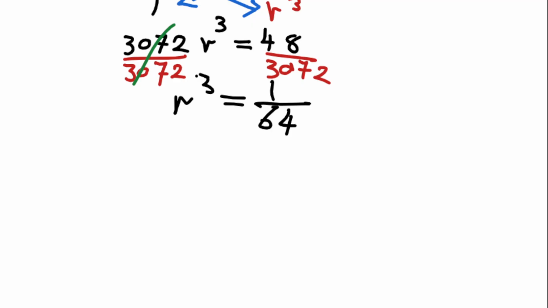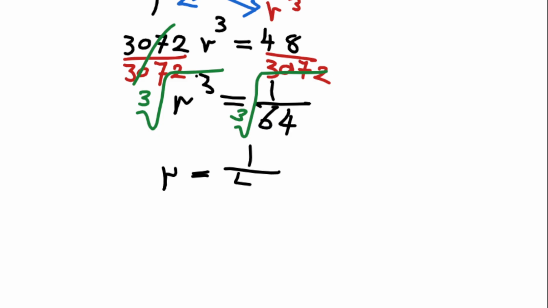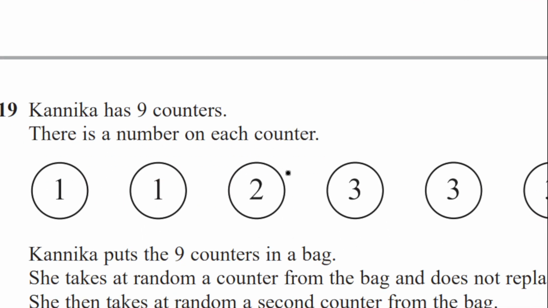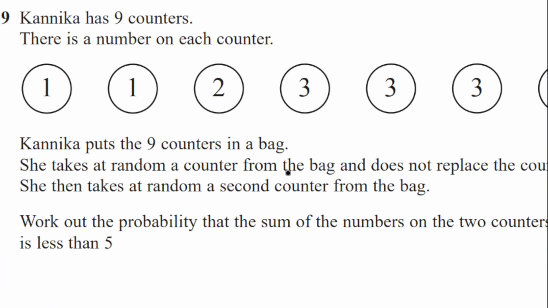But then this is r cube and we are looking for just r. So take the cube root of both sides. That gives you r is equal to 1 over 4. Just plug in your calculator the cube root of 1 over 64. You can find the cube root by pressing shift and then the cube root sign, if you are using the Casio 991 calculator.